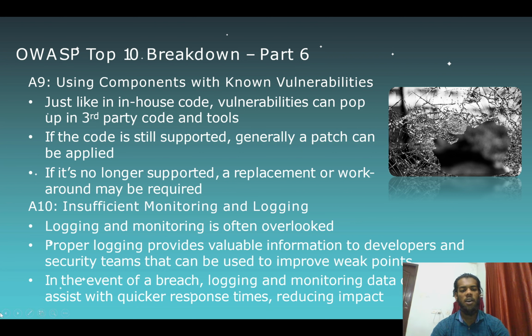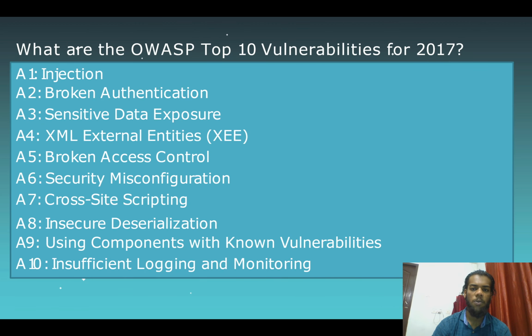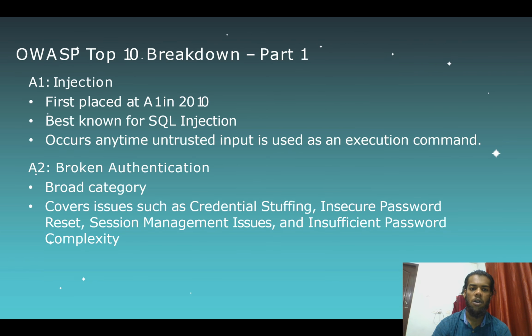Finally, we see A10, insufficient monitoring and logging. Logging and monitoring is often overlooked. Proper logging provides valuable information to developers and security teams that can be used to improve weak points. In the event of a breach, logging and monitoring data can be used to assist with quicker response times, reducing impact. That's how we see the top 10 vulnerabilities breakdown of 2017.